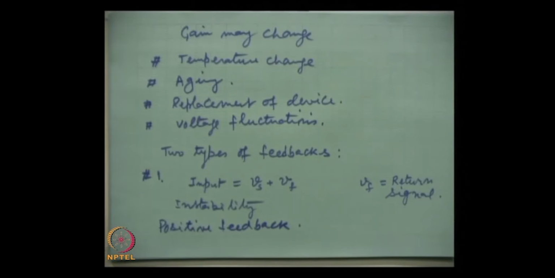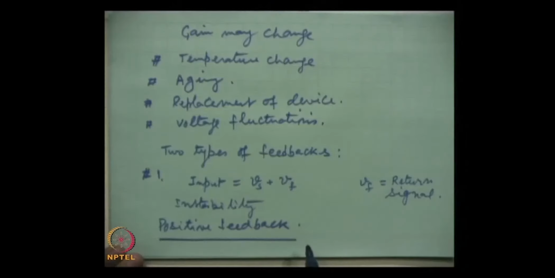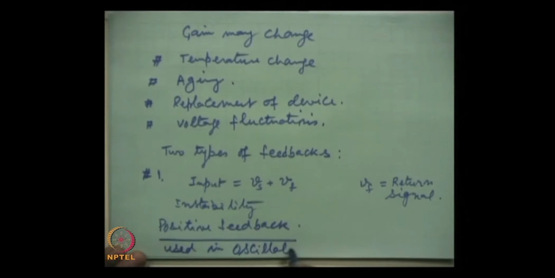Positive feedback is avoided in amplifiers, but it is the requirement of oscillators. So, positive feedback, remember always, is used in oscillator circuits. I said that positive feedback brings instability to the circuit, and so it is used in oscillators.